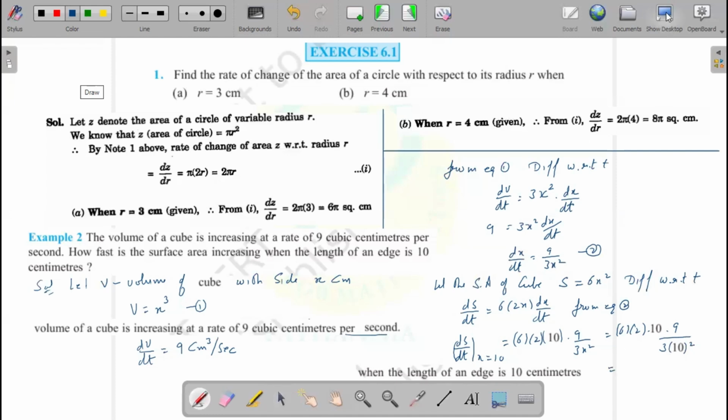Yes, the answer is 3.6. Unit: surface area is centimeter square, and you are differentiating with respect to time. So this is 3.6 centimeter square per second.